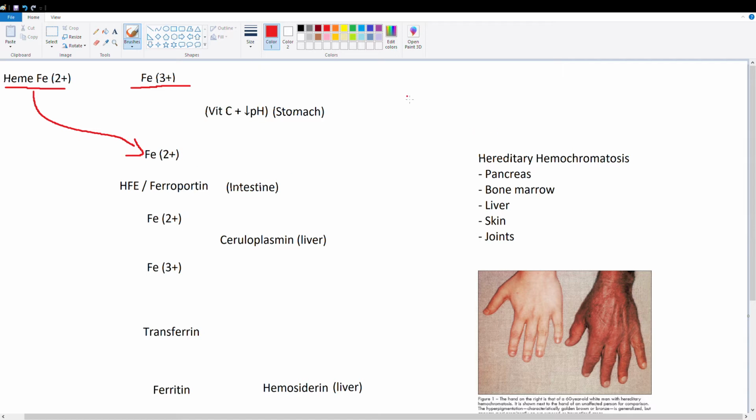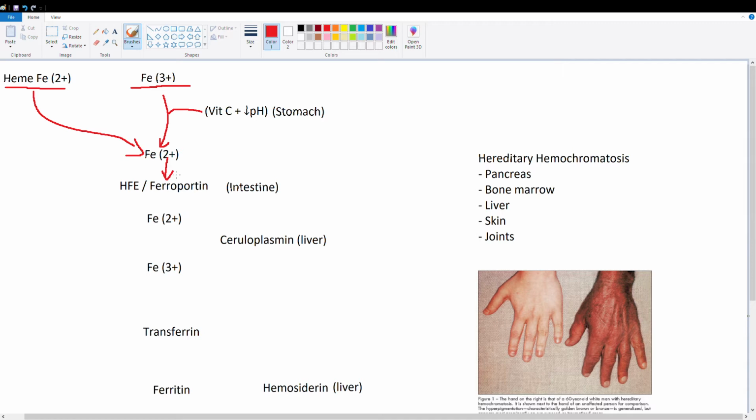But let's say you eat a plant-based food instead. So this iron is called inorganic iron. It comes from plant sources and it needs to be converted to the ferrous state from ferric in order to be absorbed by your intestine. And how this is done is in the stomach. Vitamin C as well as a low pH environment are used to help convert this 3 plus iron to 2 plus. So we have our 2 plus iron now ready to be absorbed, and it goes into the intestine from the stomach.